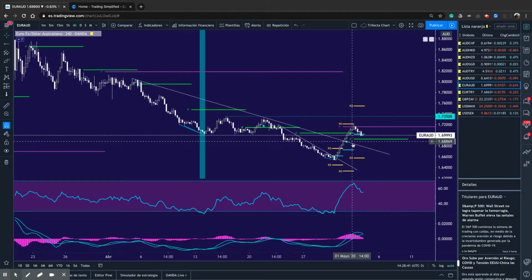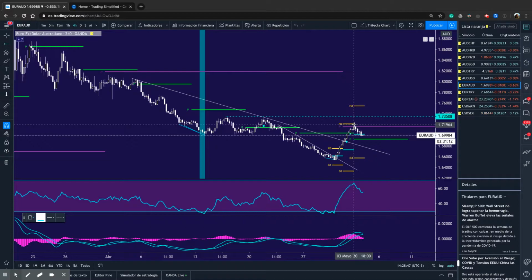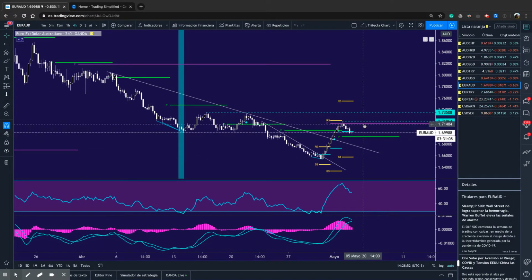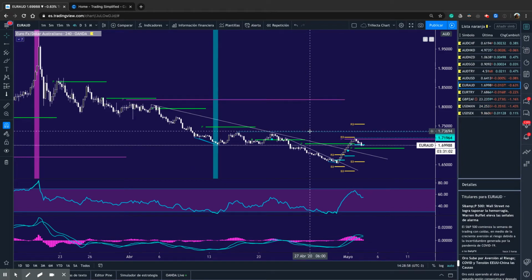And if we finally break this level, I'm going to mark it because I do not have it over here. Okay. Sorry. If we break this level, we could see a really nice movement towards this resistance level, or we can target this awesome missed monthly pivot of April. And this is really far, and this is really a good target.